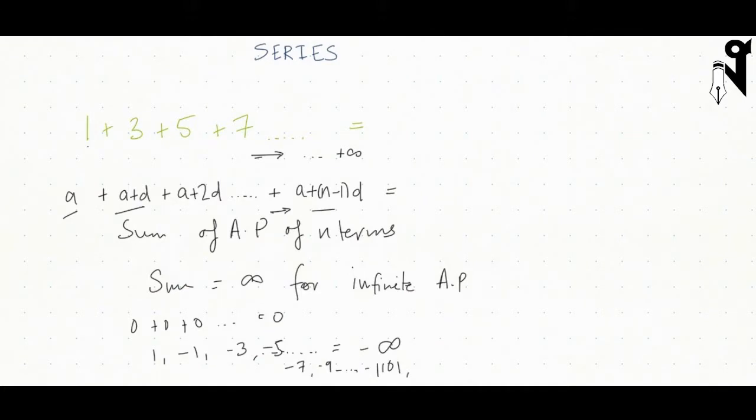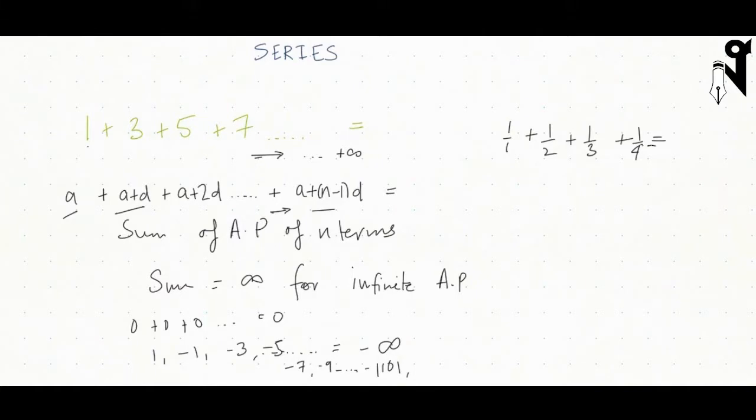Now there are some interesting kinds of series. I'll give you some examples. Like say 1 by 1 plus 1 by 2 plus 1 by 3 plus 1 by 4. This is basically the reciprocal of natural numbers. It does not end over here. It goes on till infinity.